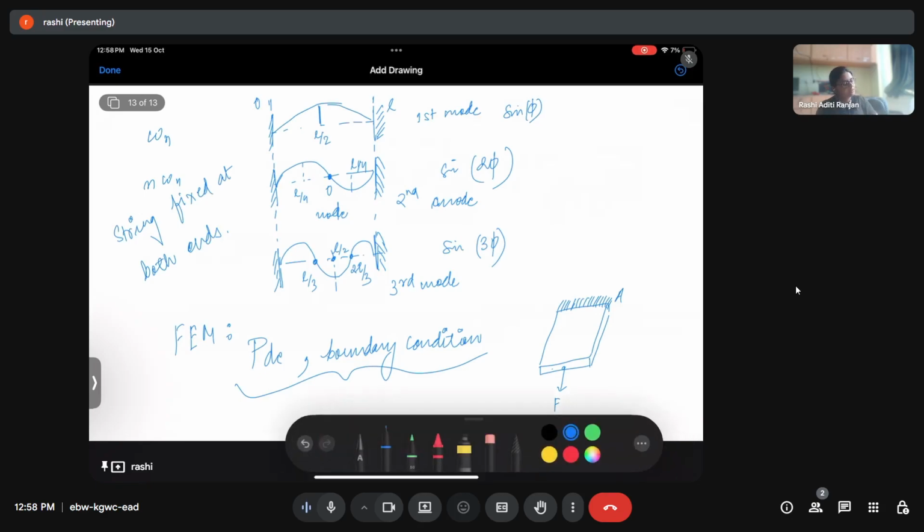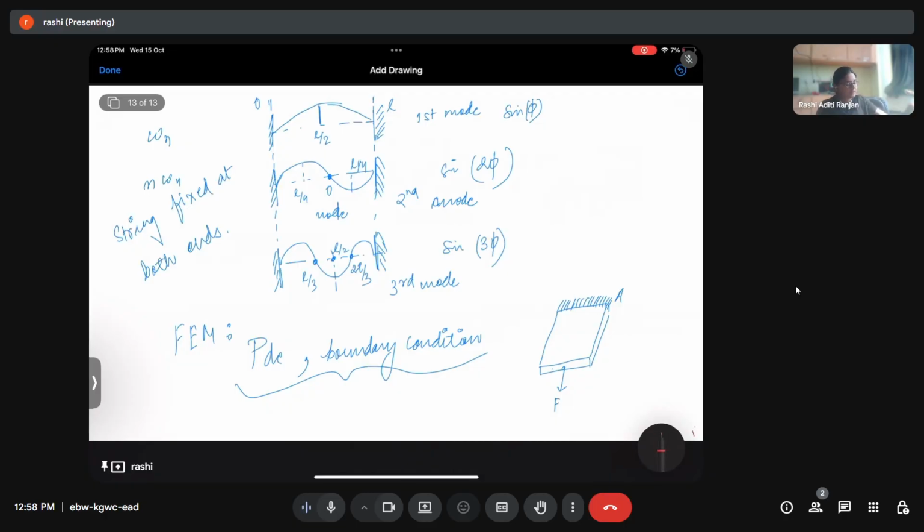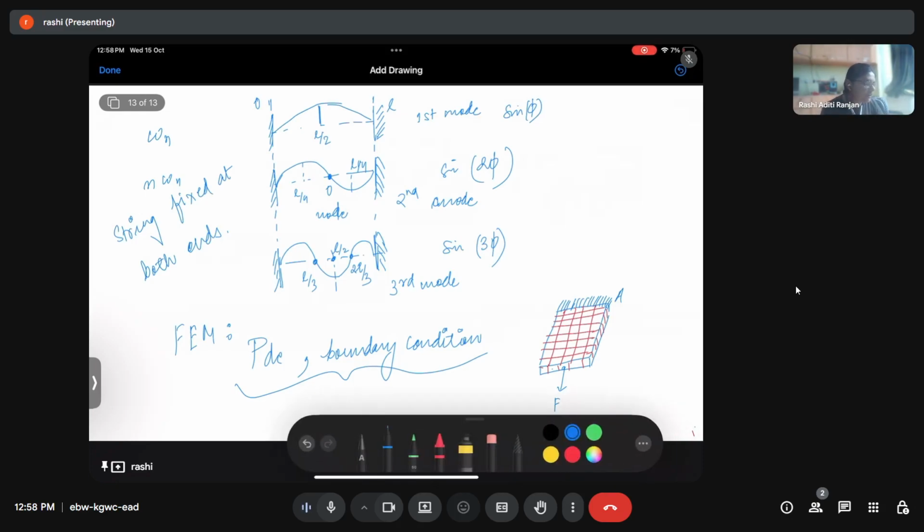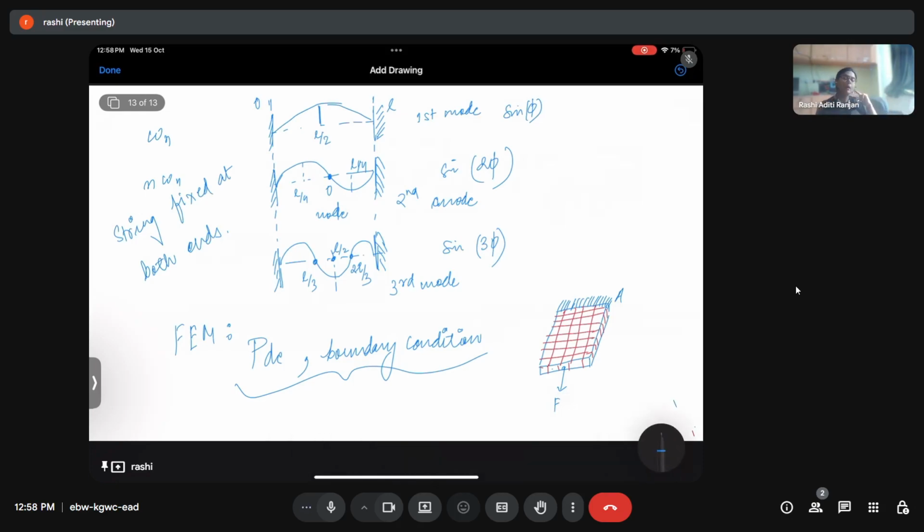Mesh size means what the software does: it creates a mesh. It divides the plate into multiple parts, and then it performs the numerical analysis. This is not solved analytically, it is solved numerically. So it performs a numerical analysis.